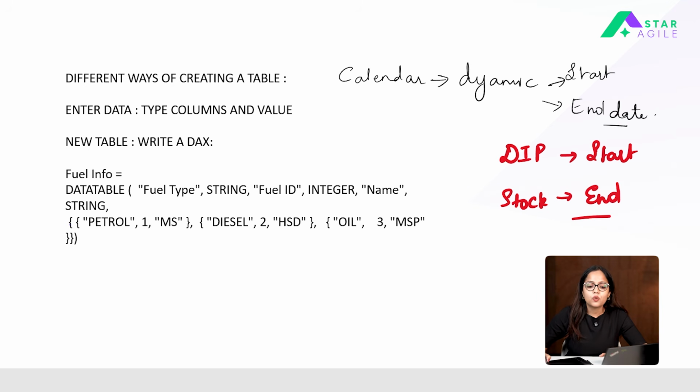So what we are going to do in our calendar table is that we are supposed to go to the dip table and take the start date, and also the end date is supposed to be dynamic. So what do you mean by dynamic?